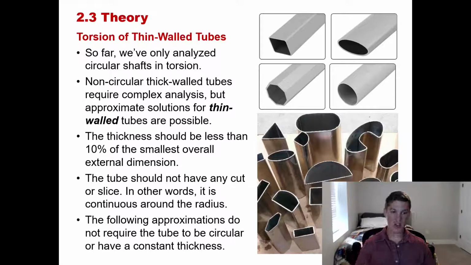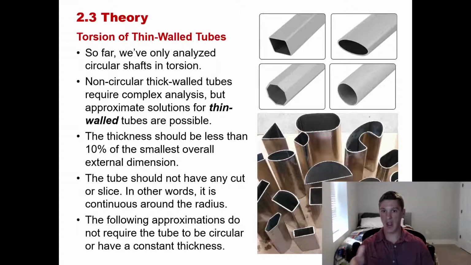So what we're going to start talking about first is torsion of thin-walled tubes. So far we've only analyzed circular shafts. We've looked at both solid shafts and hollow circular shafts, but we've looked at shafts where the polar moment of inertia is easy to calculate. So we were able to easily calculate the polar moment of inertia for both solid circles and hollow circles. So what we are going to do now is change gears, and we're going to look at completely different theory in order to analyze thin-walled tubes.